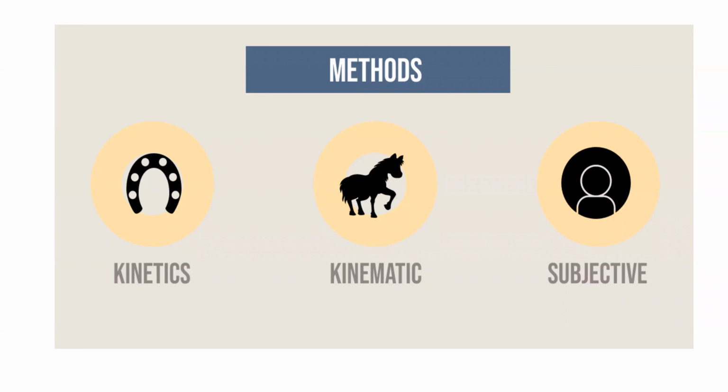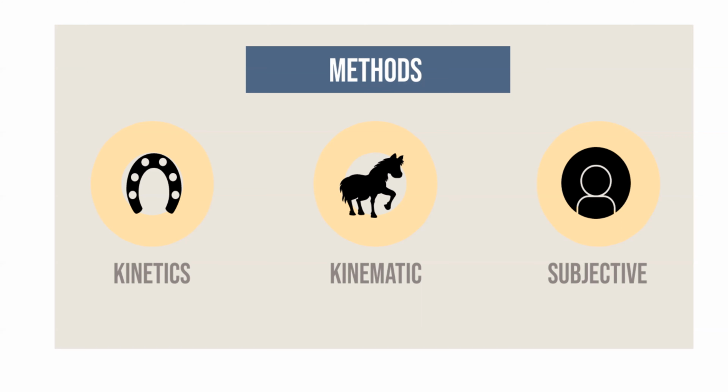The methods used in this study were kinetics, kinematics, and the subjective evaluation. Since subjective evaluation is the current clinical standard, this was included in order to retrospectively compare the objective methods to the subjective evaluation to determine how we could improve our clinical lameness exam.